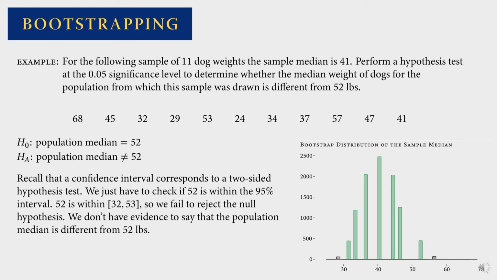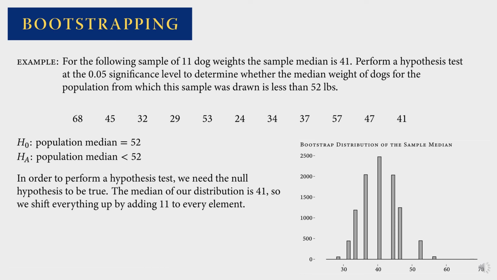We can use this distribution to perform hypothesis tests. Say my null hypothesis is that the median weight for the population these dogs come from is 52 pounds. My alternative is that the median is not 52 pounds. A confidence interval corresponds to a two-sided test. We can use the interval to determine the result. 52 is within the 95% confidence interval. At the 5% significance level, we fail to reject the null hypothesis. We cannot conclude that the population median dog weight is different from 52 pounds.